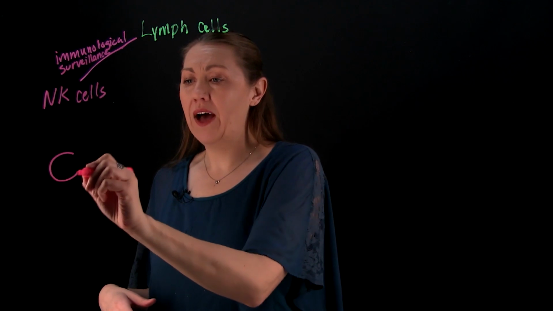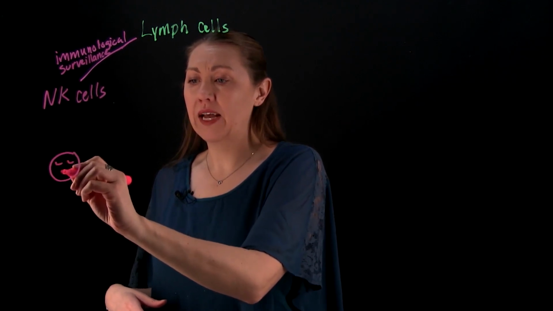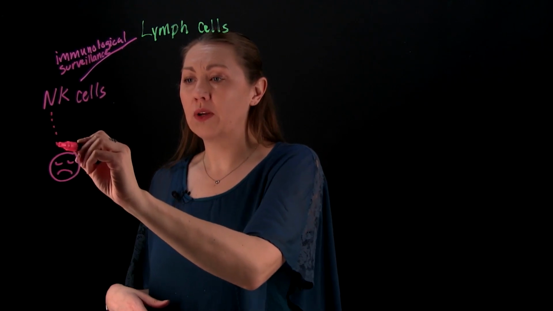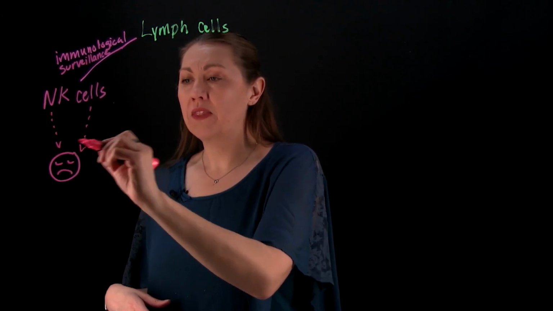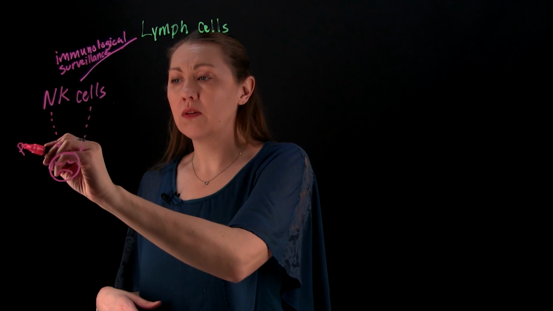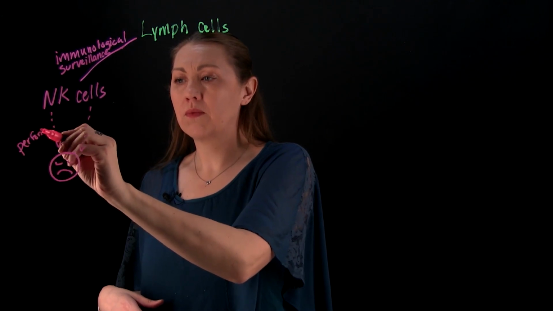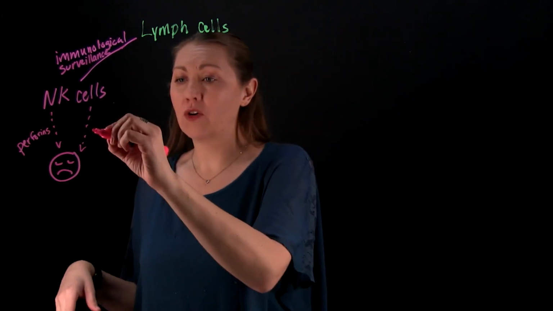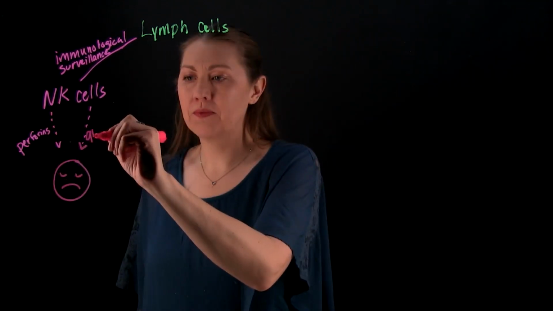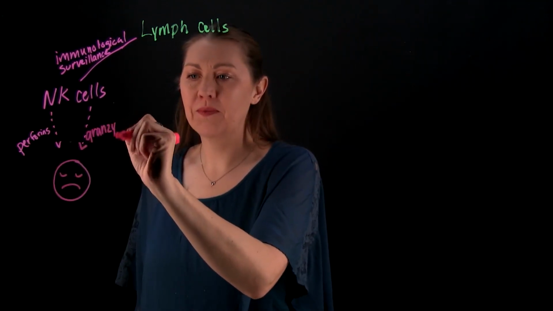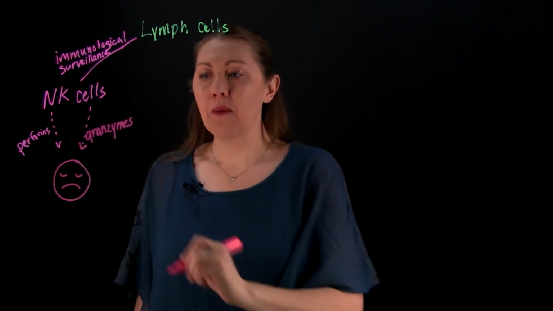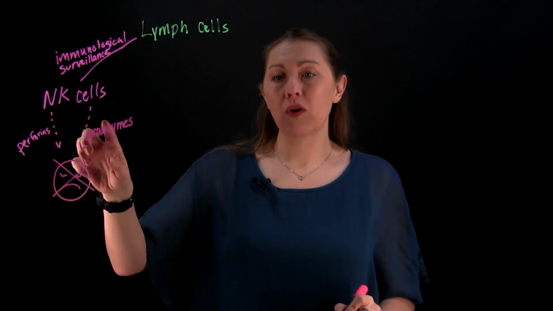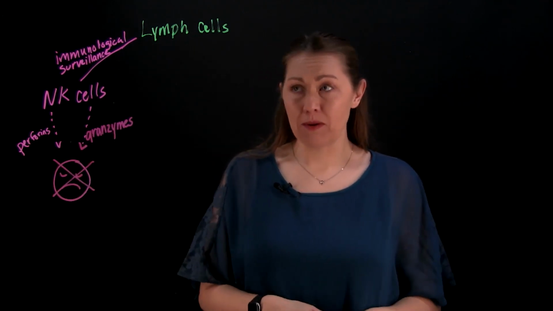So let's say we have a cell in the body that is sick. There's our little sick cell. We need to kill that off. So what we're going to do is release some toxins. The toxins that we're going to secrete are perforins. They're going to put pores in, so perforin, put pores in, and granzymes. Both are going to cause cell death by putting pores in or dysregulating the internal environment.